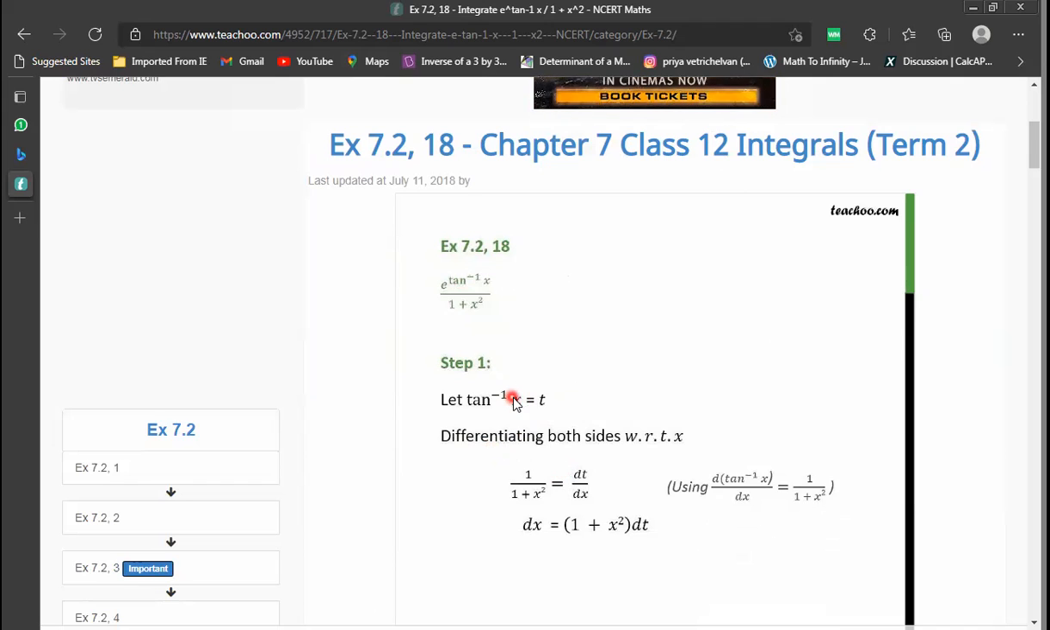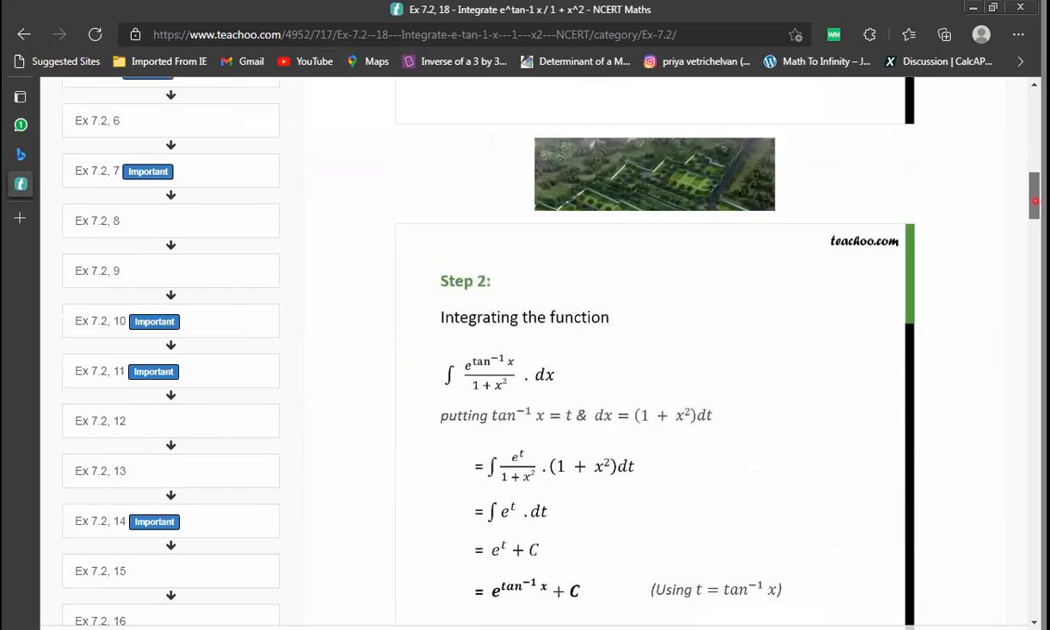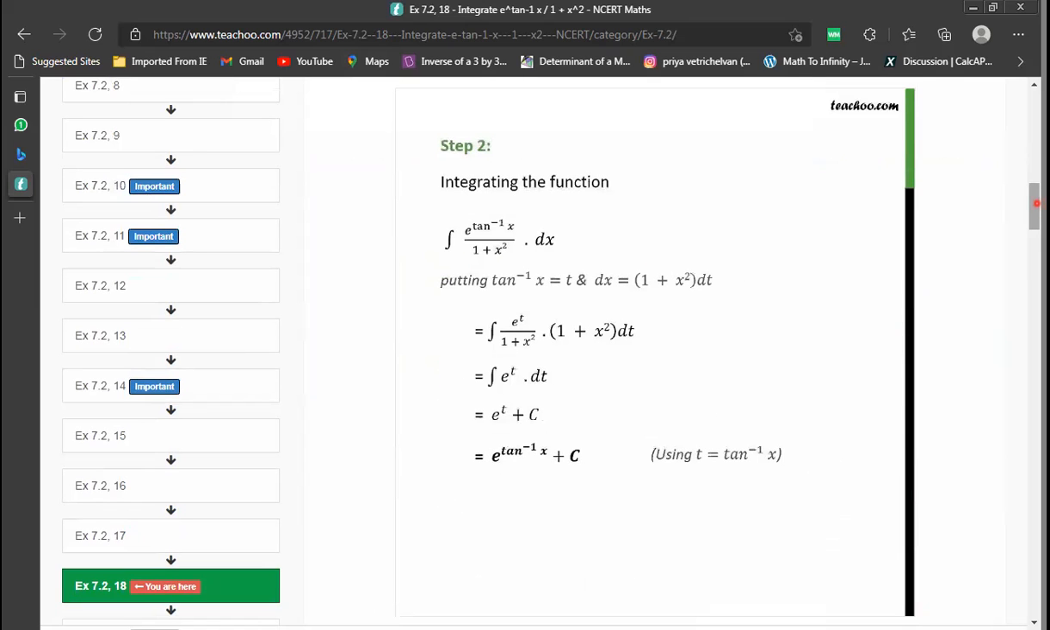If you differentiate both the sides, tan inverse of x will turn into 1 upon 1 plus x square and t will turn into dt by dx. And dx is equal to 1 plus x square into dt. So now differentiation is done. We just have to change the question in terms of t now. So e power tan inverse of x can be written as e power t, 1 divided by 1 plus x square you just keep as it is. And dx is 1 plus x square into dt. So 1 plus x square in the numerator and denominator get cancelled out and you will be left with e power t alone.